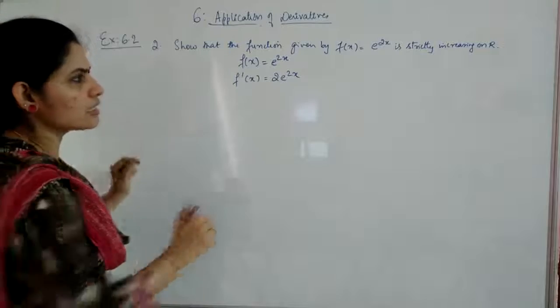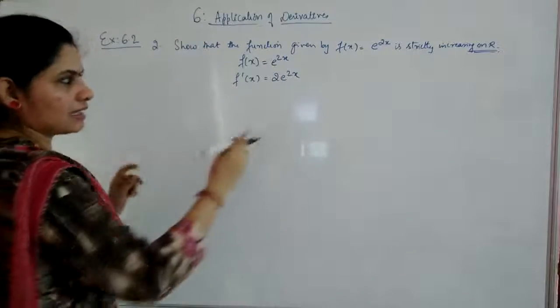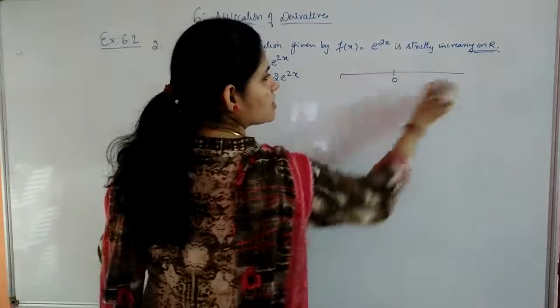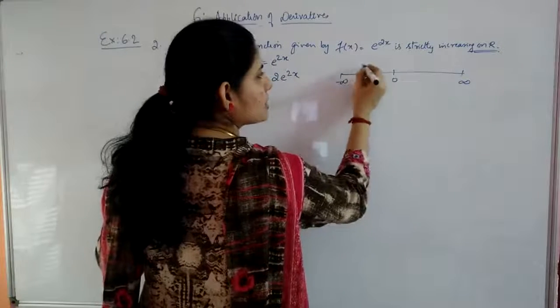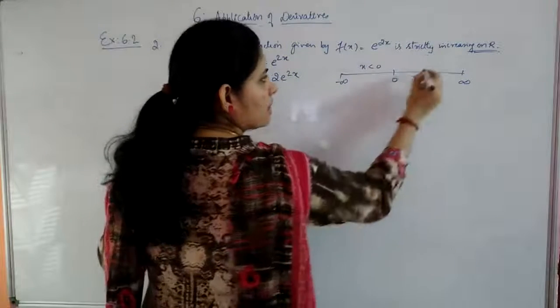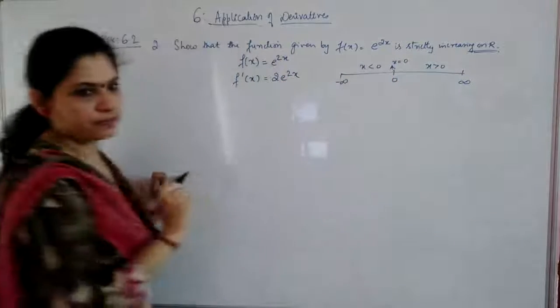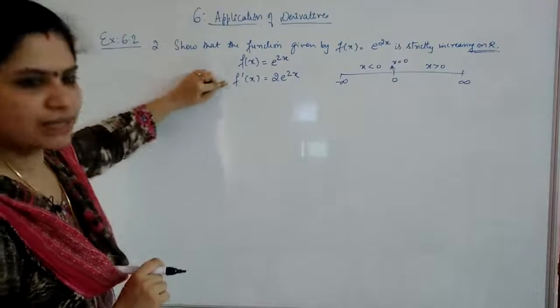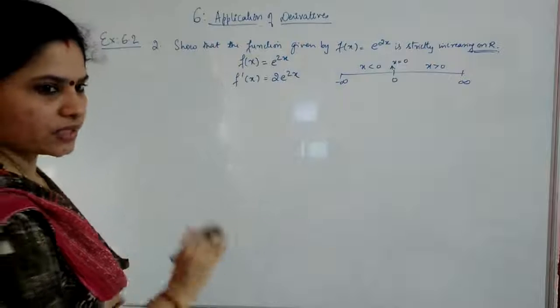So what we are doing is, again we have to show that on R we are breaking x, that is the total interval, into three parts. If this is 0, minus infinity, plus infinity, we are checking from this to this, that is when x is less than 0, when x is greater than 0, and at the point when x is equal to 0. Okay, for all the three cases we are showing that the derivative will be greater than 0. Then only we can say that it is strictly increasing on R total.